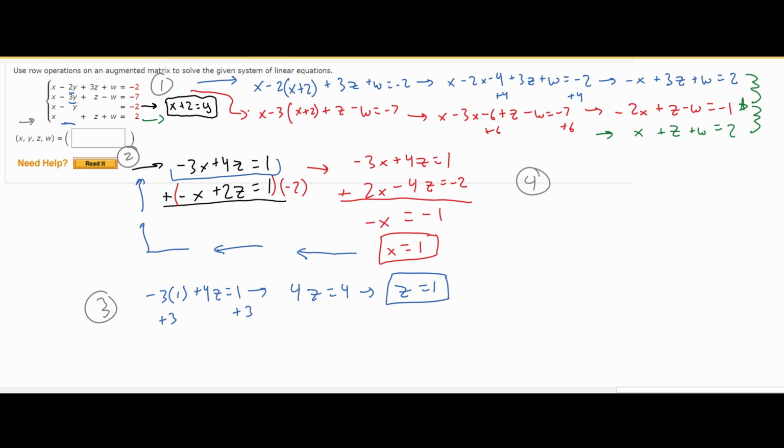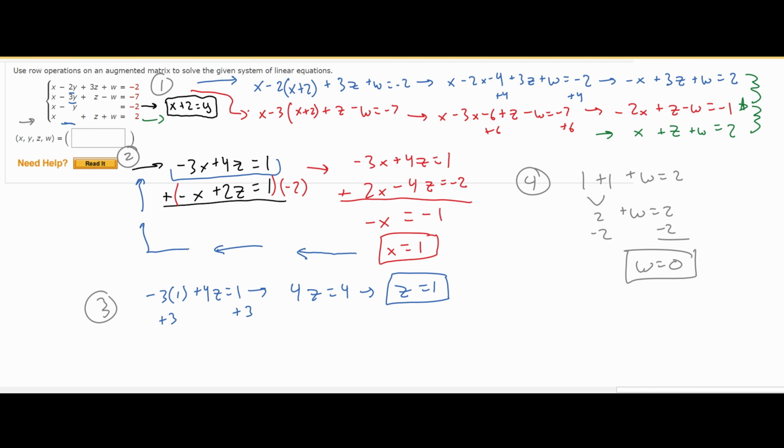We're plugging it back into this original equation. Our x is 1. We don't have a y. We know our z is 1 too. So 1 plus 1 plus w is equal to 2. These two added together are 2, plus w is equal to 2. If we subtract 2 from both sides, we're going to get a 0. So w is equal to 0.